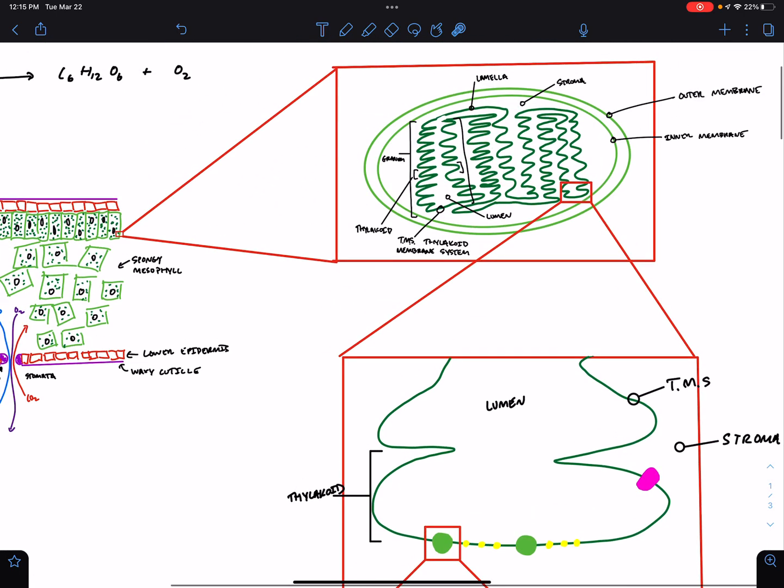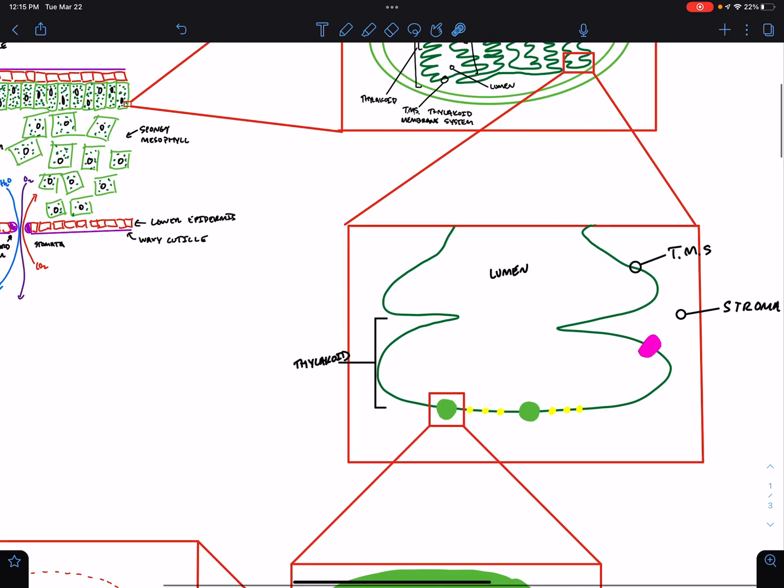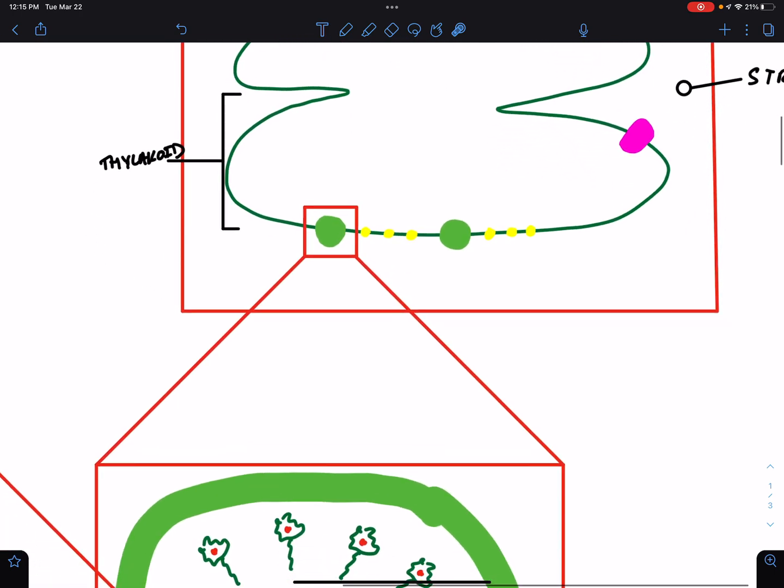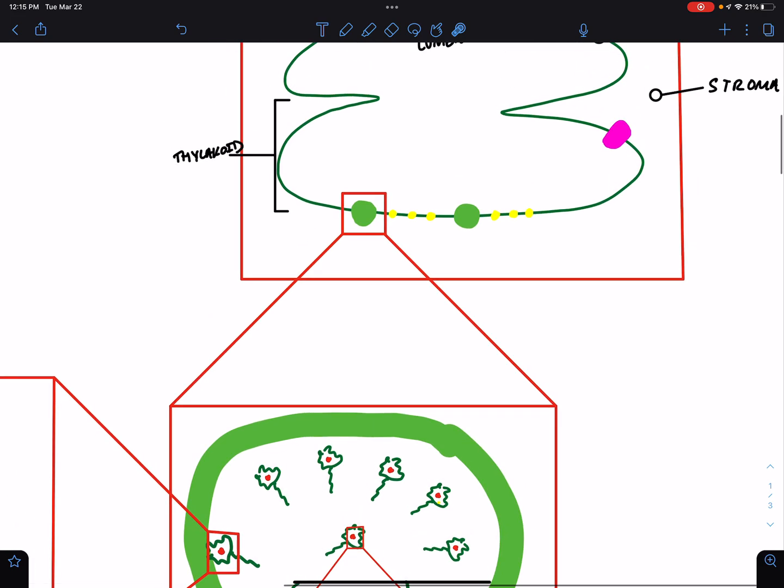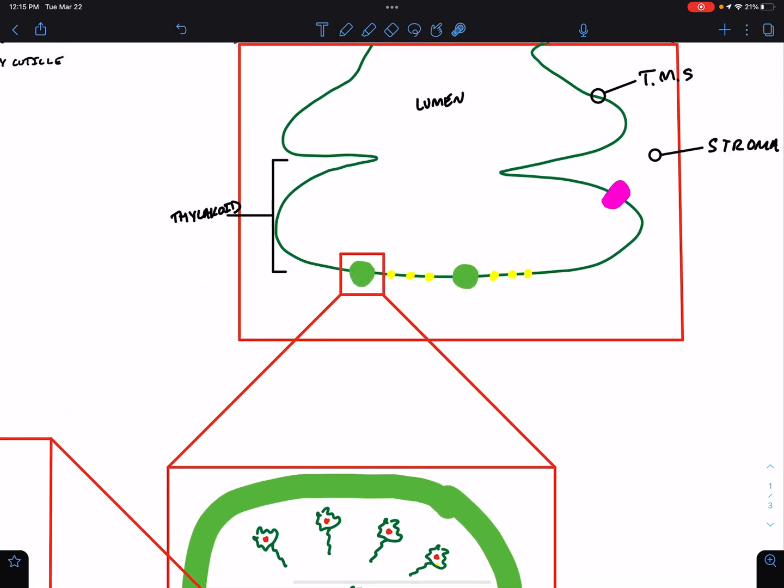Remember that the membrane is highly folded so we can pack more and more of these components of photosynthesis together on the membrane. Okay, so what are these little green and yellow dots? Well, I will tell you.